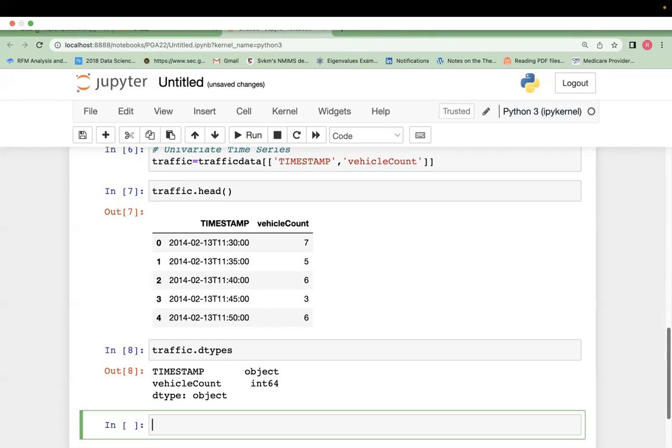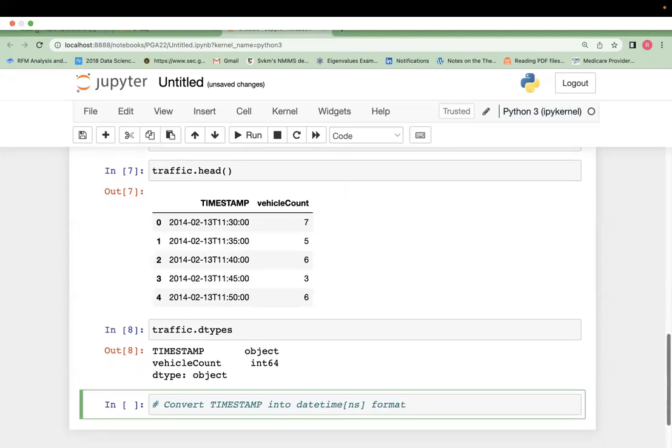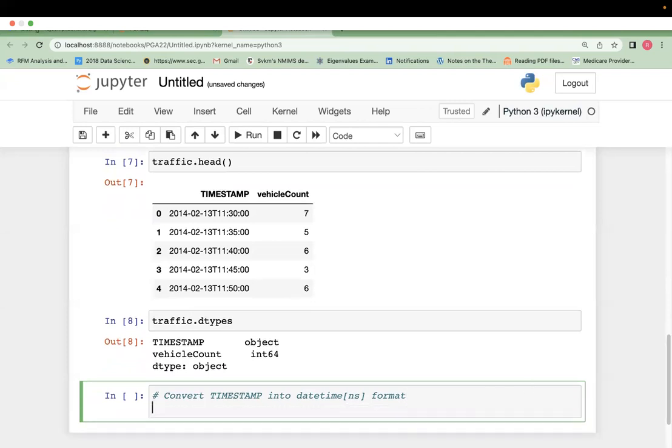In sensors, it will be a Unix timestamp, a 16-digit or 19-digit number. We have to manually convert it into date and timestamp. Here, our date and timestamp is date and time with a frequency of 5 minutes. Now let us convert. We need to convert timestamp into datetime ns format. Ns means nanoseconds. This is the default format for datetime in Python.